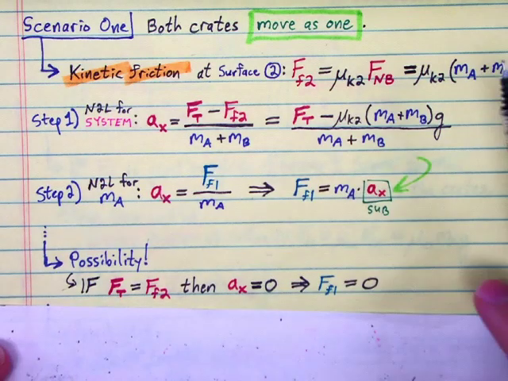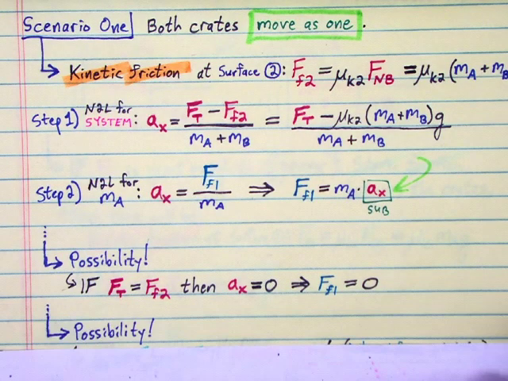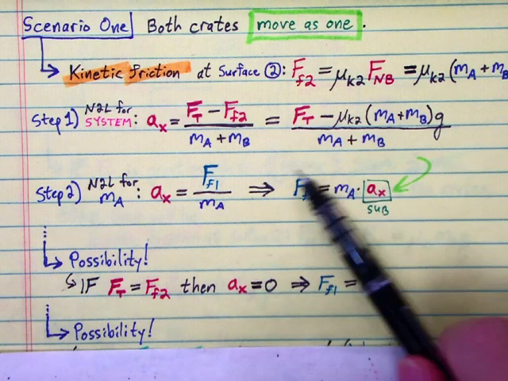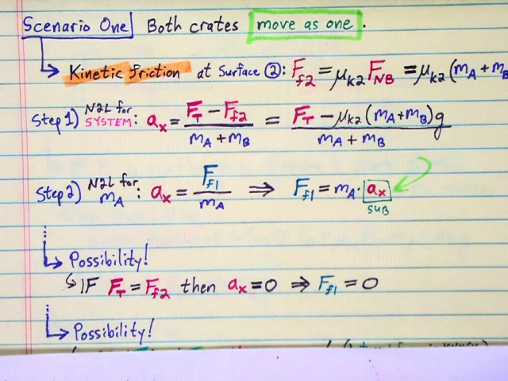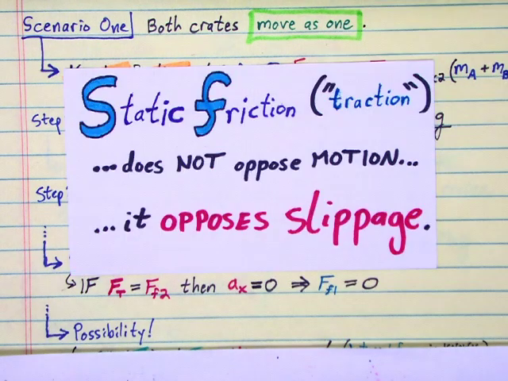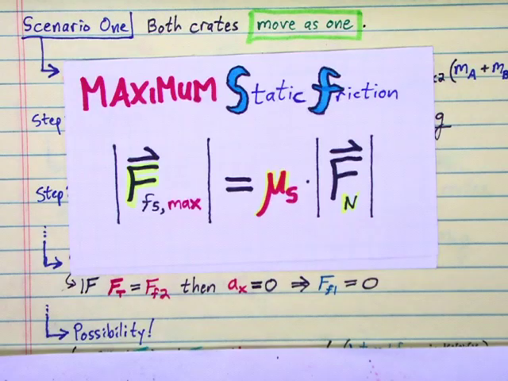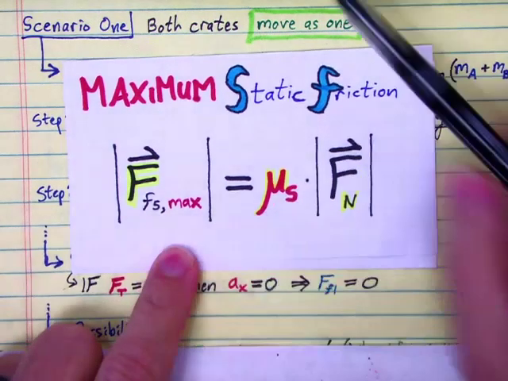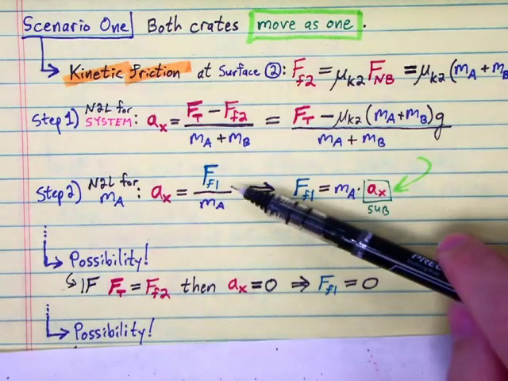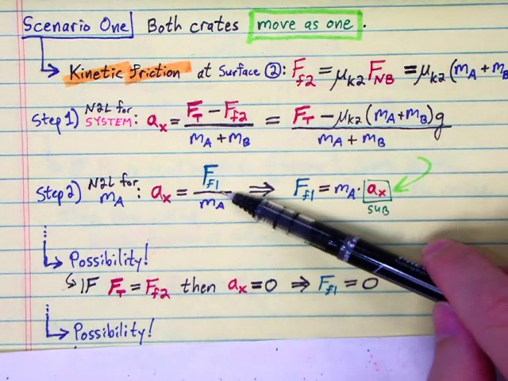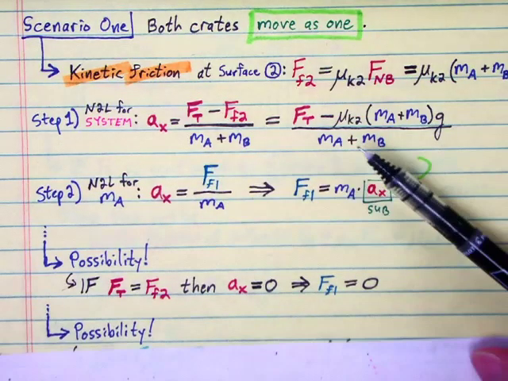A second possibility I'd like to consider is regarding that force of static friction right here. We know it can be as big as it needs to be to keep the crates from slipping, but there is a maximum value. It can be as big as it needs to be up to a point, and this tells us the maximum value that static friction can have right here. So what if the gator pulls so hard that he maxes out static friction?